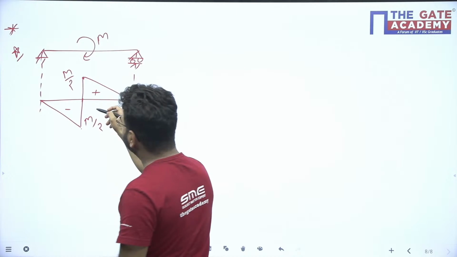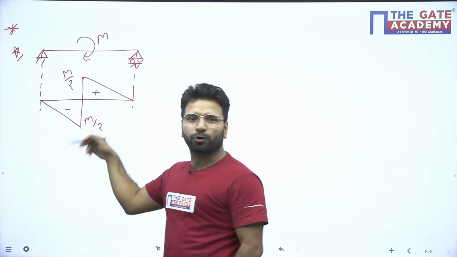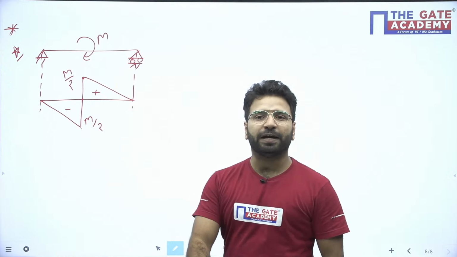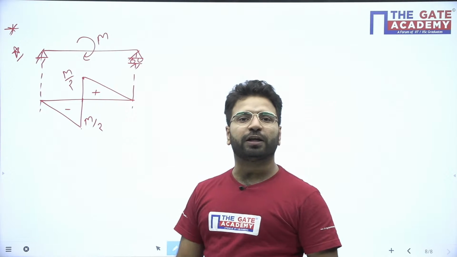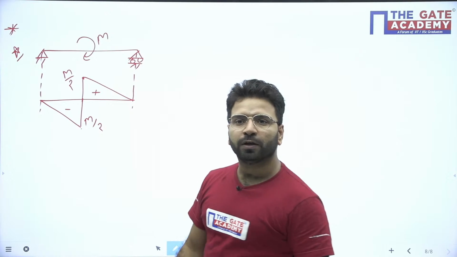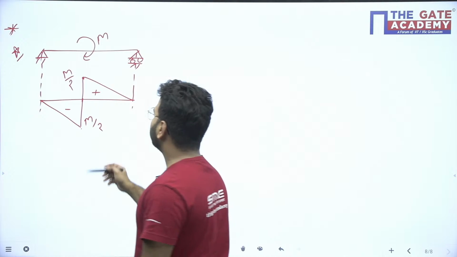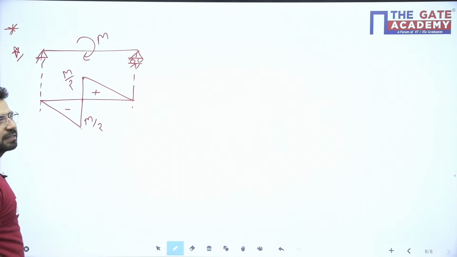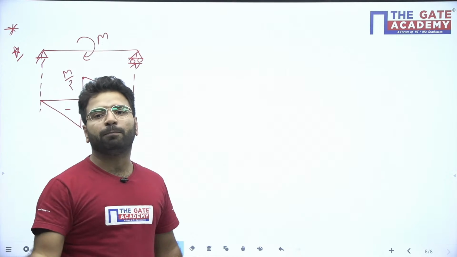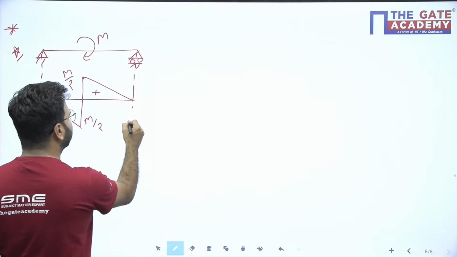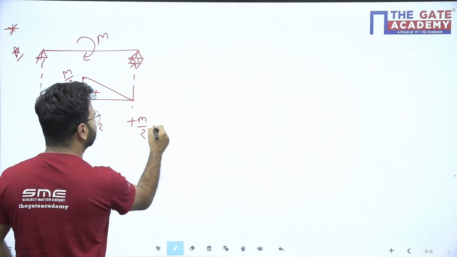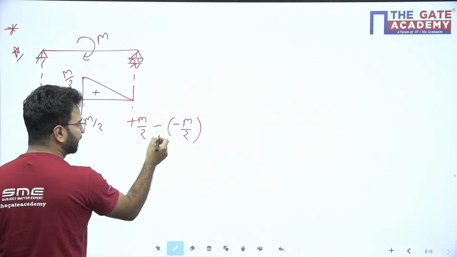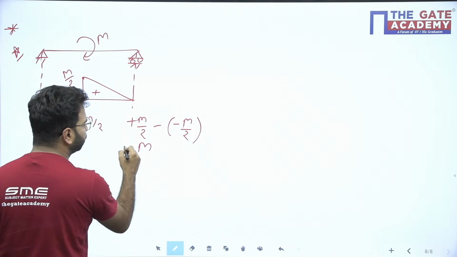Like if I gave you this question and asked you to draw the loading diagram, and I have given you this bending moment diagram, how will you draw it? You can see the bending moment is suddenly changing. Here it's minus M by 2, here it's plus M by 2. So M2 minus M1, plus M by 2 minus minus M by 2, and this is positive.